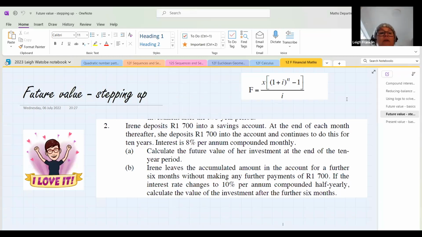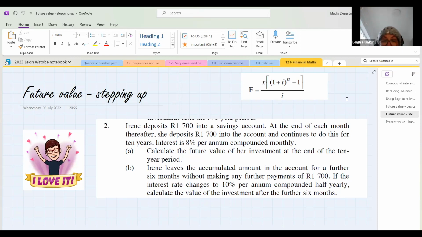the first question. Our future value formula is given to us in the top right-hand corner. Remember, F represents the future value of an investment or savings or retirement annuity or pension. X is our monthly or quarterly or half-yearly payment. It is our regular payment, our installment. So we can only use the future value formula when a regular payment is being made. I, of course, represents our interest rate, which has to be divided by 100 and then again by whatever we are compounding our interest with.